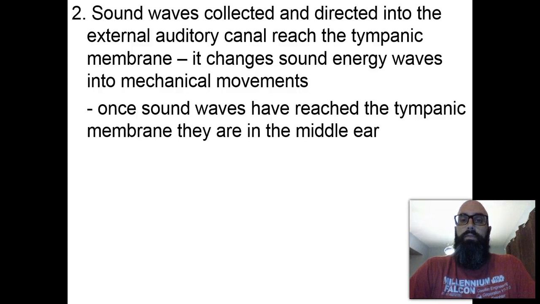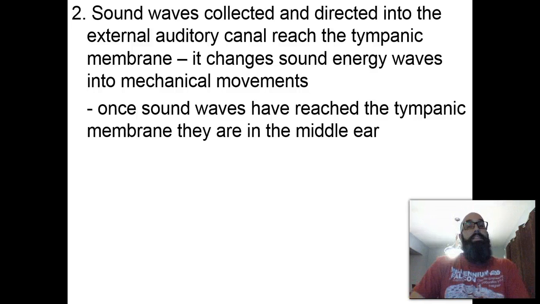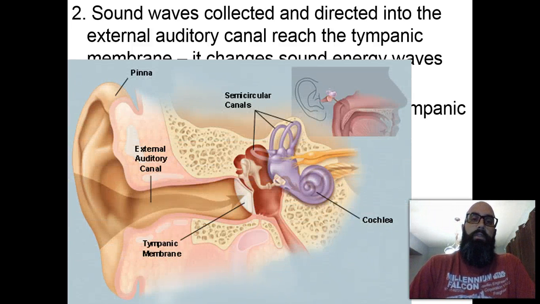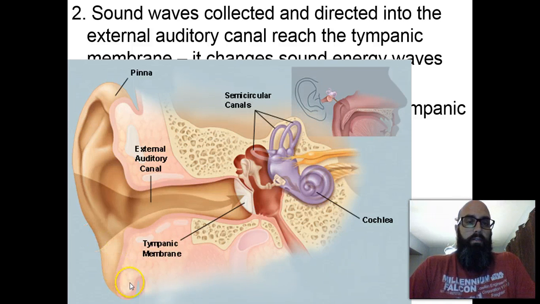So once those sound waves reach the tympanic membrane, it's now considered the middle ear, which is the second of the three main structures of the ear. From here, all the way in the external auditory canal to right here, your tympanic membrane, this is your external ear. The middle ear would be considered from the tympanic membrane, including the auditory ossicles in this section right in here.